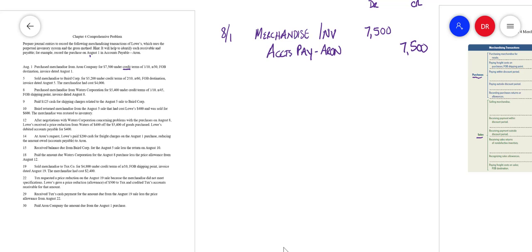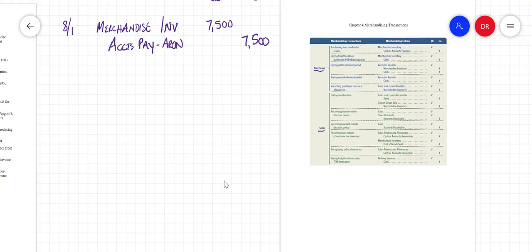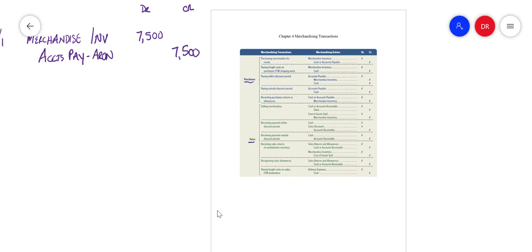Then we get down to August the 5th. We sold merchandise to Baird Company for $5,200 under credit terms, credit again, of 2/10 net 60 FOB destination. Invoice dated August the 5th. The merchandise had cost of $4,000. So if we go back over here to this little chart that I gave you, if we are selling using a perpetual system, we're going to have two entries, one for the revenue right here and one for the cost right here. And that's exactly what we're going to do with this journal entry.